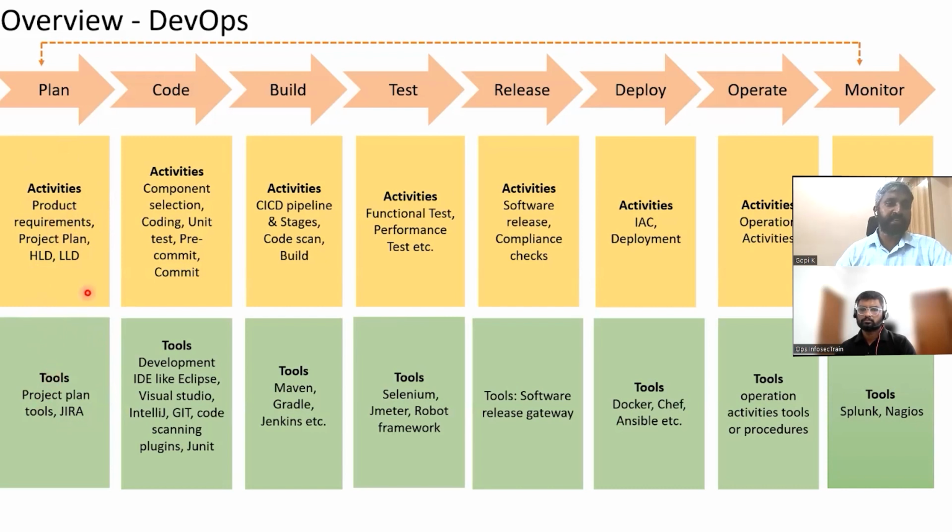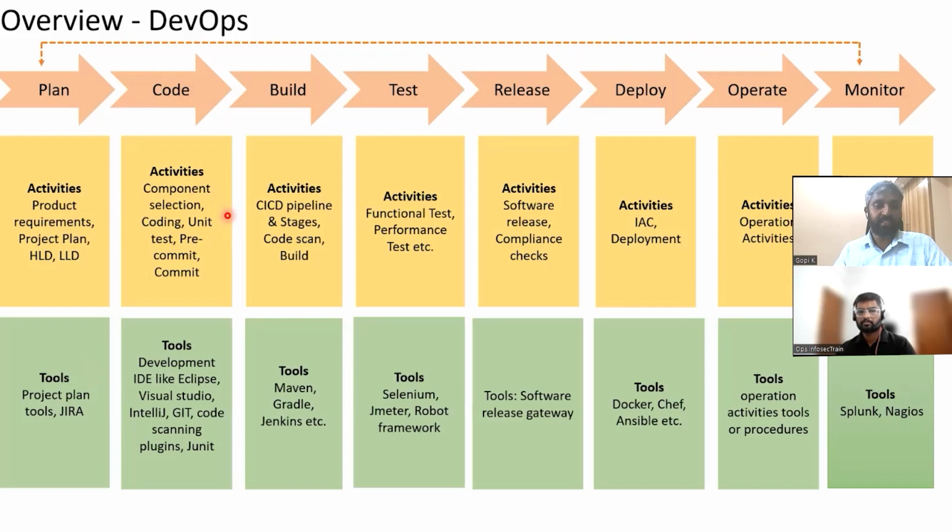Activities aspect: suppose we take the plan phase, there are product requirements, a project plan, HLD (high level design), and low level design, if required, which we will do in the planning stage. What tools will we use for the project plan? Tools we will use internally based on our organization process, right? Jira we will use to create the requirements, then user stories of the requirements. Most of the time we will use Jira or an equivalent tool. This is what we will execute in the planning stage.